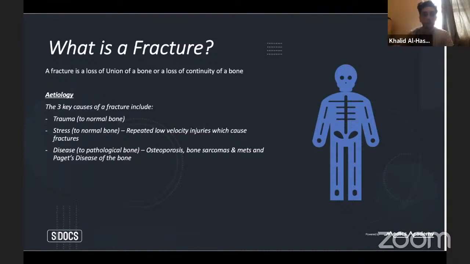Examples of this would be osteoporosis, which is a state in which there is reduced bone density, particularly seen in elderly patients, bone sarcomas, which are primary bone tumors, and metastases from other primary sites, such as prostate or breast, and Paget's disease of the bone.